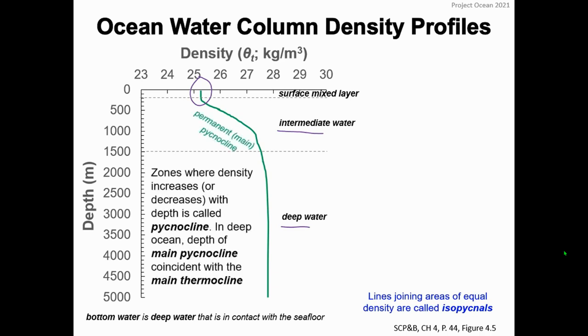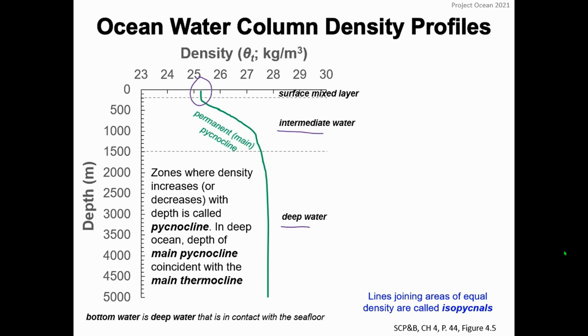But going back to density profile, remember that term cline? Well, zones where density increases or decreases with depth is called a pycnocline. Now, in the deep ocean, the depth of the main pycnocline, or the base of the main pycnocline, tends to be coincident with the main thermocline. We've already talked about the reason why, and the reason why is because although temperature has a lesser effect on density for each unit change than salinity does, temperature varies a much larger range than salinity does. Therefore, the thermocline and the pycnocline are typically coincident.